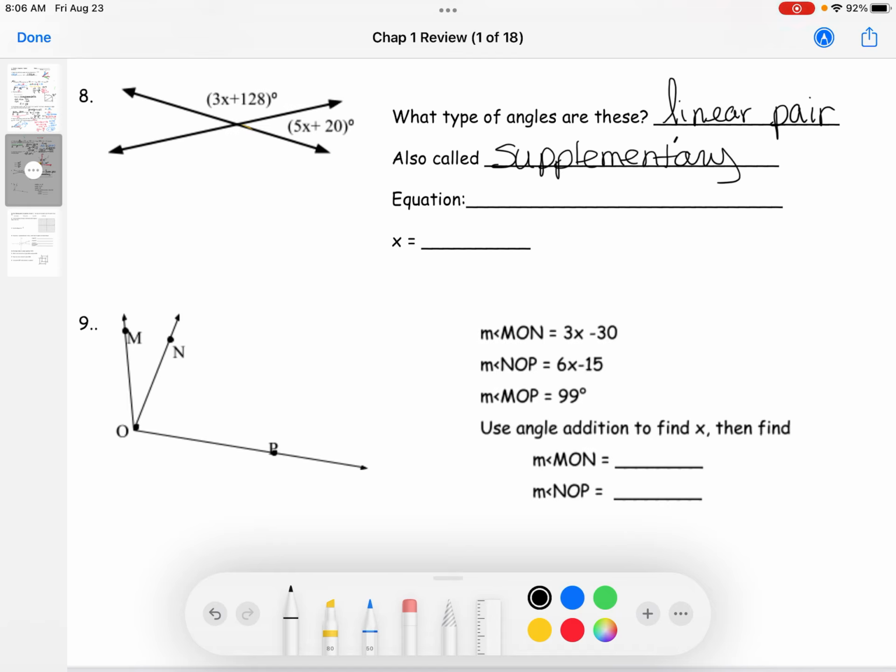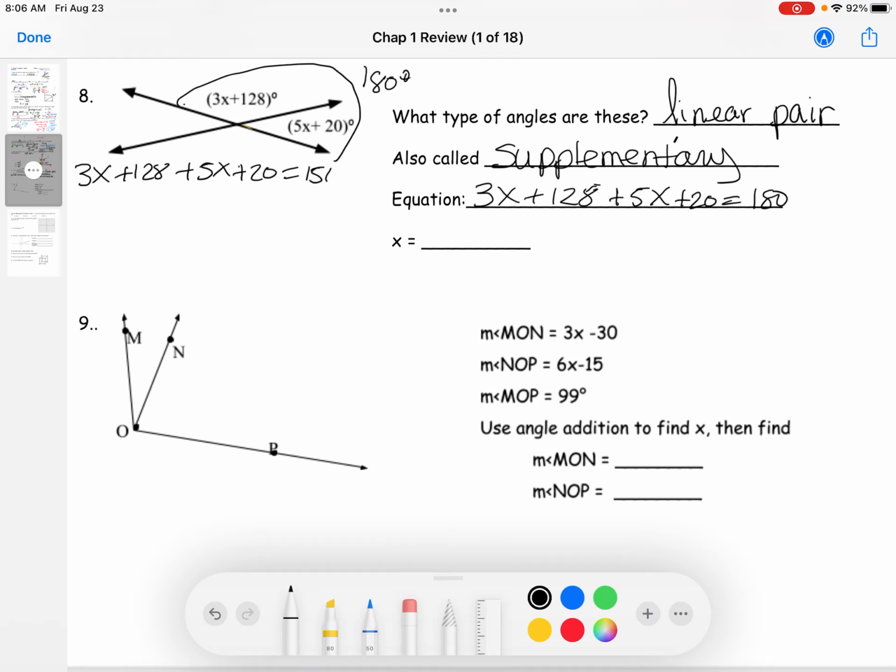All right, so the equation that I'm going to use is the whole thing is going to equal 180 degrees. So I need to add those two together and set it equal to 180 degrees. Okay, so 3x plus 128 plus 5x plus 20 equals 180. I'm going to work the problems over here off to the side. So 3x plus 128 plus 5x plus 20 equals 150.